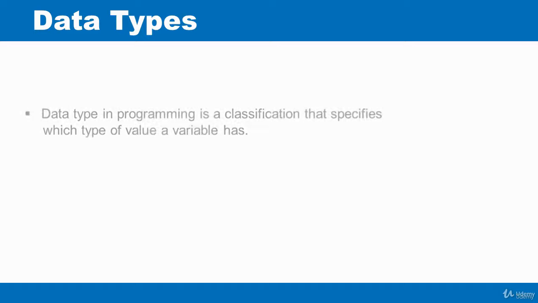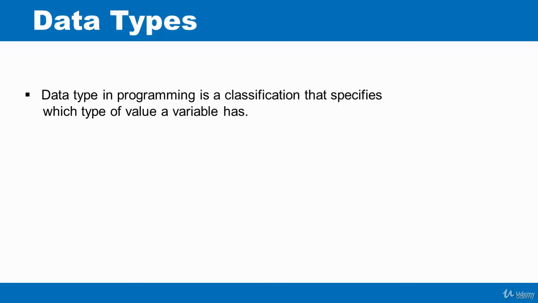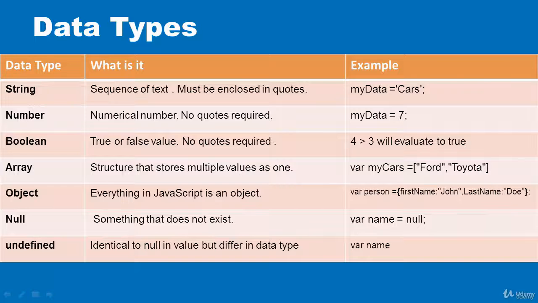In programming in general and also in JavaScript, the data type basically refers to the classification that specifies the type of value that a variable has or stores. There are different types of data types in JavaScript. Here's a basic table with some basic JavaScript data types.